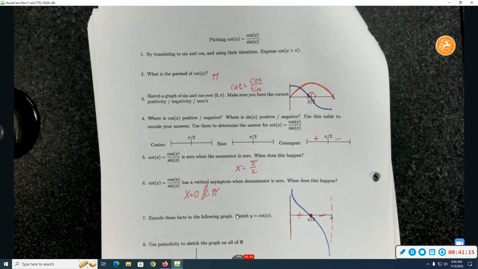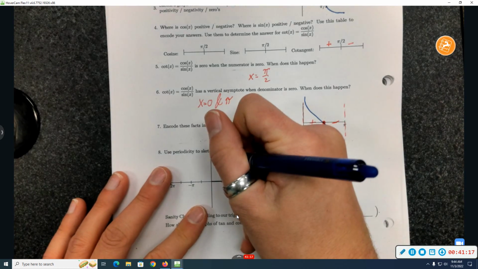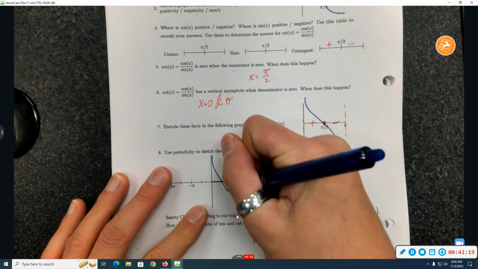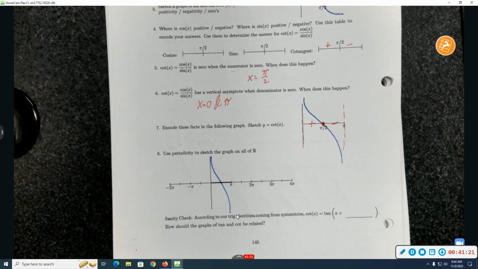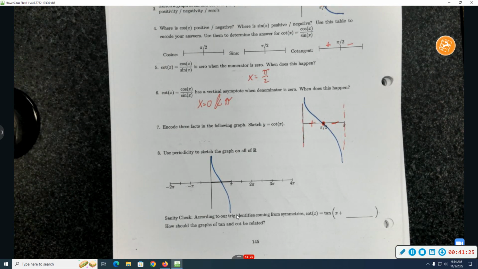All right, so let's copy this down. So there's the graph of cotangent from 0 to pi. So how do you get the rest of the graph? Repeat. Yeah.